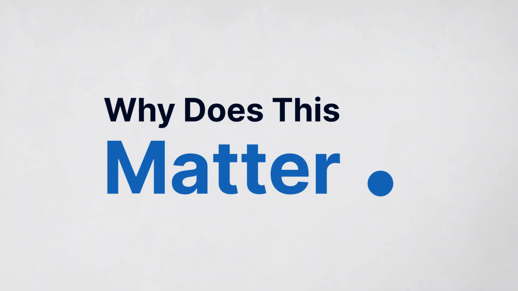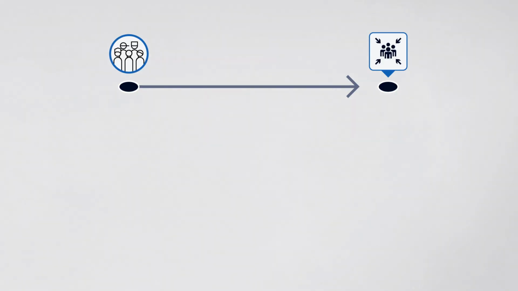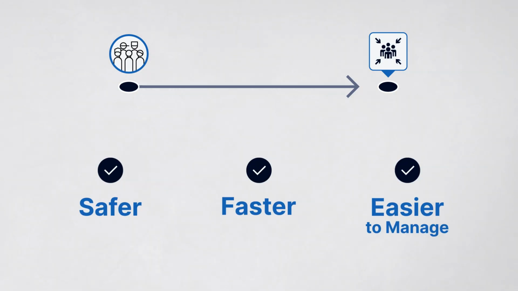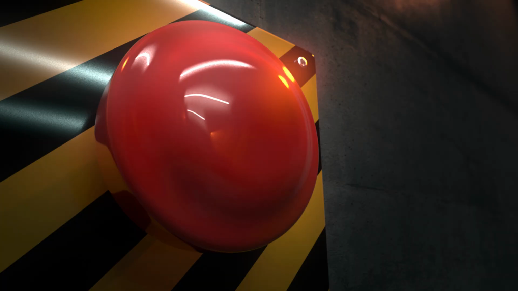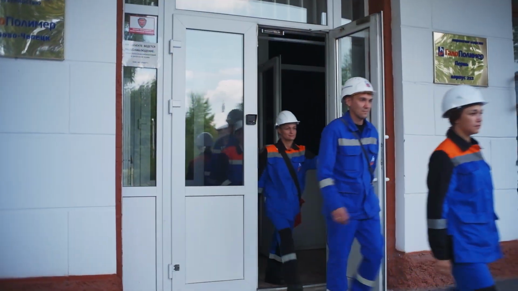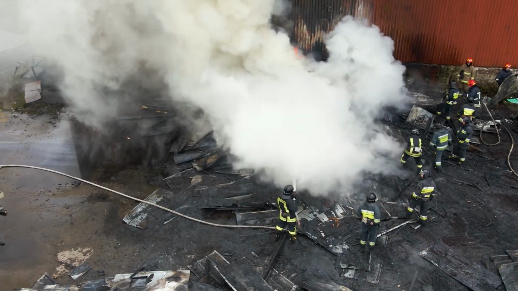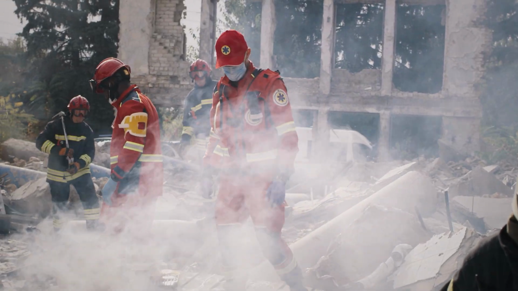Why does this all matter? A muster point gives evacuees a known destination during chaos. When people already know where to go and what to do, evacuations become safer, faster, and easier to manage. Effective mustering depends on speed, visibility, and accurate headcounts. In an emergency, you can't rely on clipboards, spreadsheets, or assumptions about who might be on site.